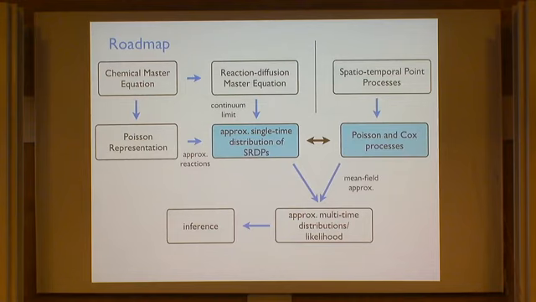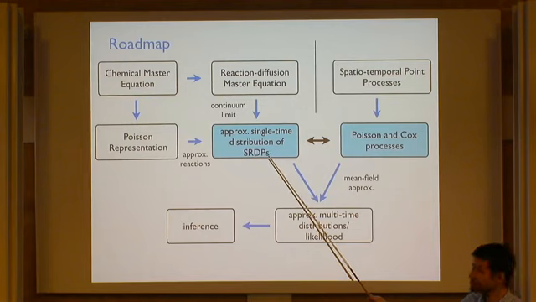Okay, so for this simple system, we have already a connection here. Yeah, we have shown that the single-time probability distribution of our diffusion process is exactly the same as that of a Poisson process, and we have a PDE for the intensity.